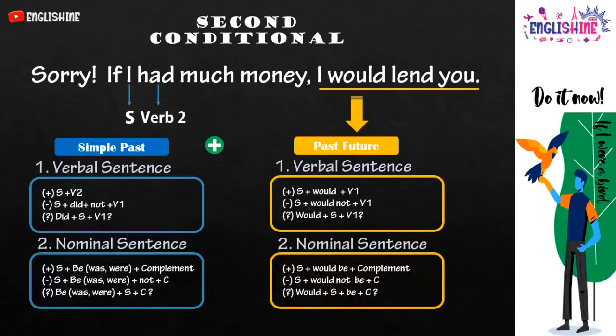Look at the example. I would lend you is a verbal sentence. I is subject, would is modal past, lend is verb 1. In formulation, if you want to make a simple past or past future, you may use either verbal sentence or nominal sentence. It depends on the situation you make it.